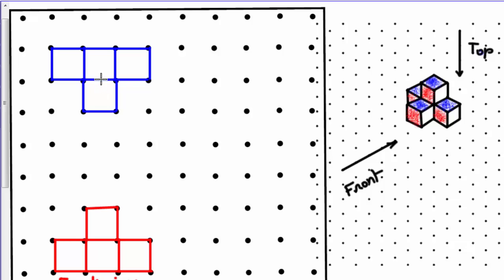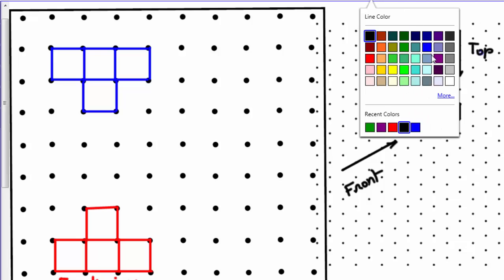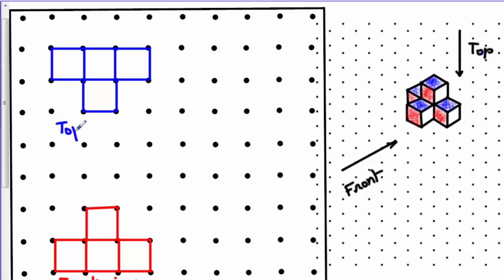Why do I have to keep this line? I don't have to remove it, because between this face and this face, they are at a different level. This is down, this is up. That's why I have to keep it. And right away, I can write here with the blue color that this is the top view.